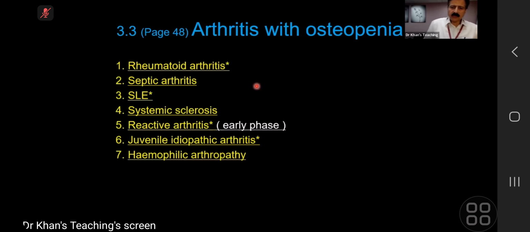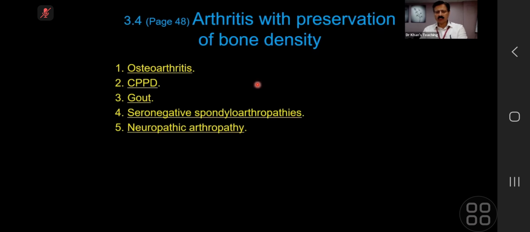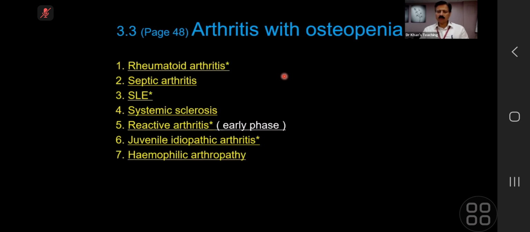First thing is that this is an extremely important differential diagnosis in your book. Arthritis with osteopenia versus second one, arthritis with preservation of bone density. So whenever you tackle a film of this kind, you have to tell the examiner it should be one of your pertinent negative or positives if there is osteopenia or not. Now, these are the arthritis which can cause osteopenia, including RA, septic arthritis, SLE. Look here, this is reactive arthritis, as in CRA, early phase.